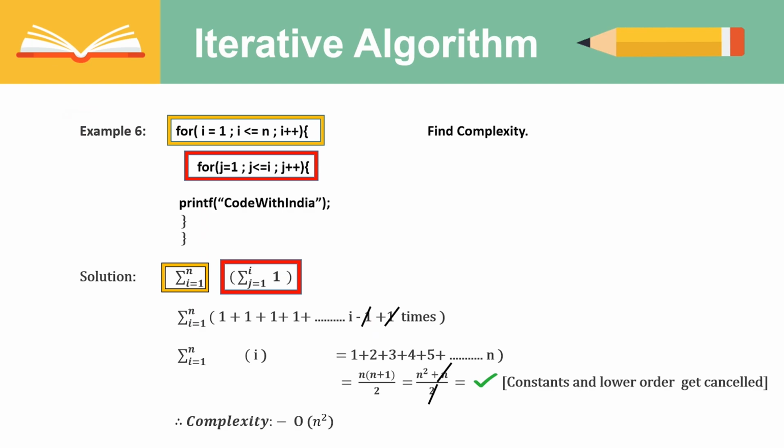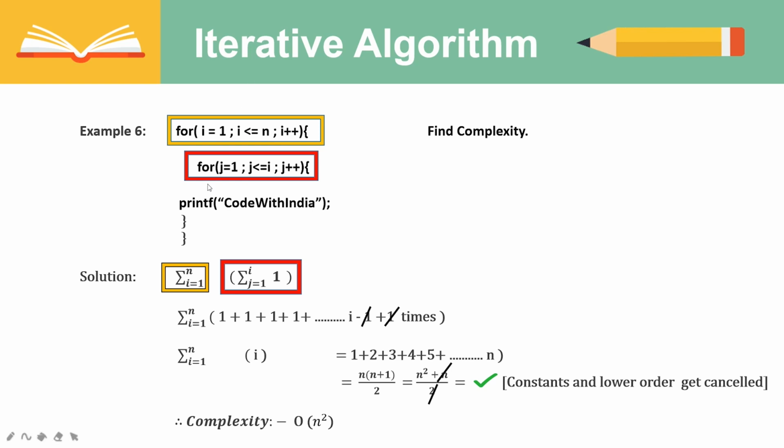Example 6. All the examples before this were to show how to find complexity by just looking at the program or algorithm. But in example 6, you will learn to find complexity by the summation method. Here we have a nested loop. For i equal to 1, i less than or equal to n, i plus plus. This loop will run i equal to 1 to n times. So we can write it as sigma i equal to 1 to n.